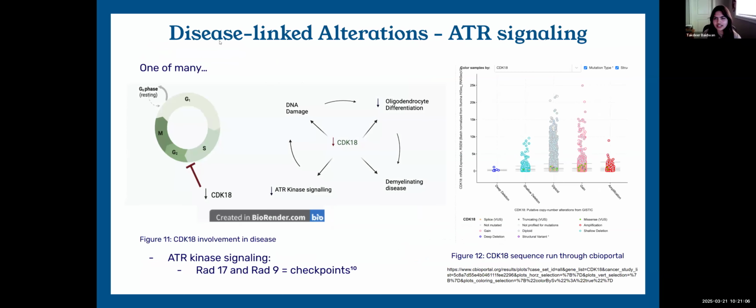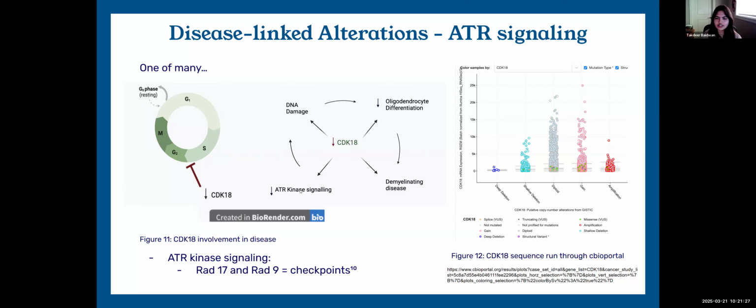There are many diseases that are linked to CDK18. I will talk about the oligodendrocyte differentiation part of things. I made this little diagram to help connect everything from the literature. When we get a deep deletion of the two copies of the gene, we get low CDK18 expression. This can result in low ATR kinase signaling.